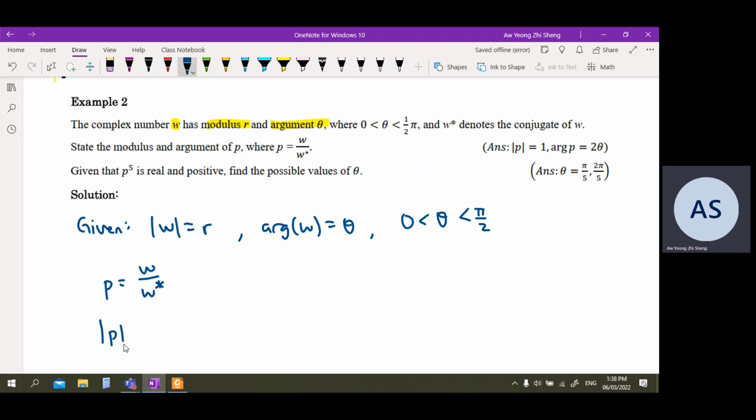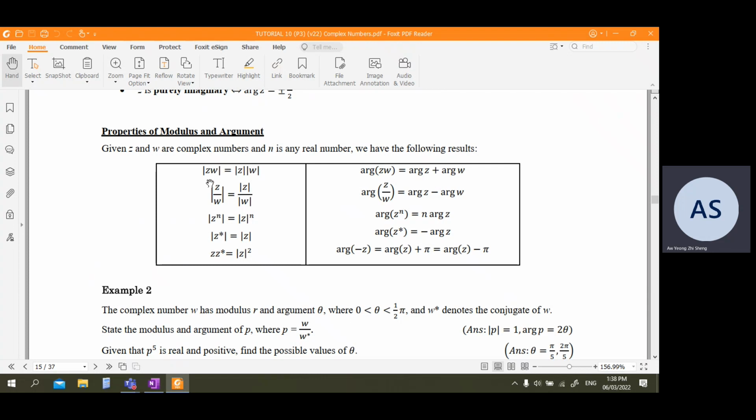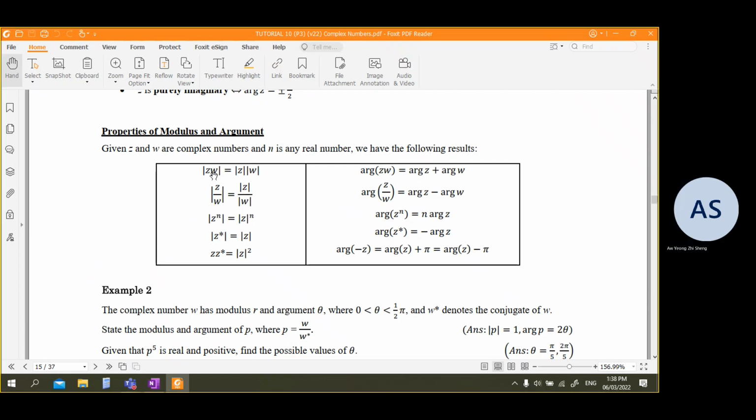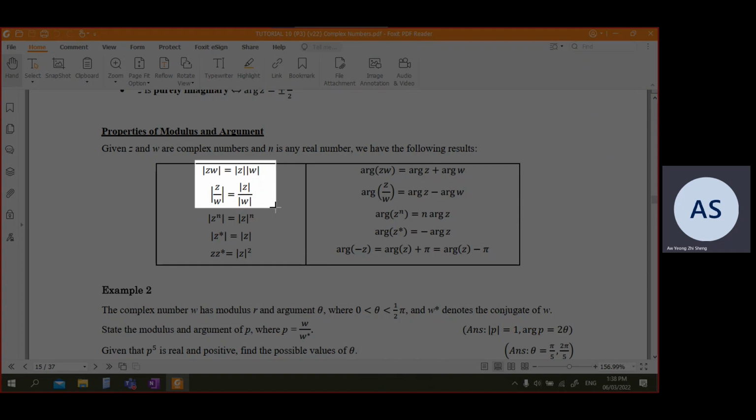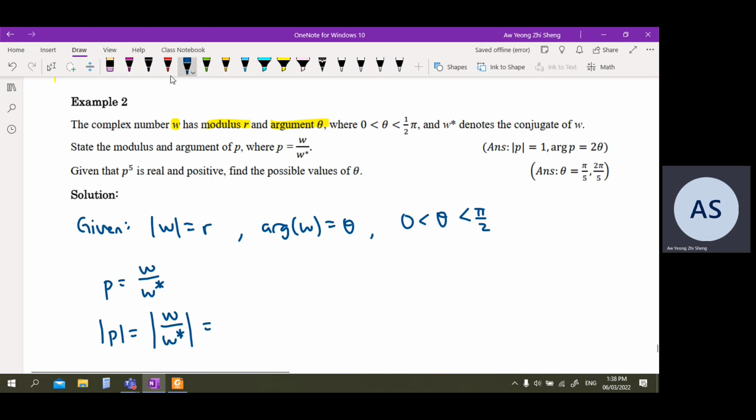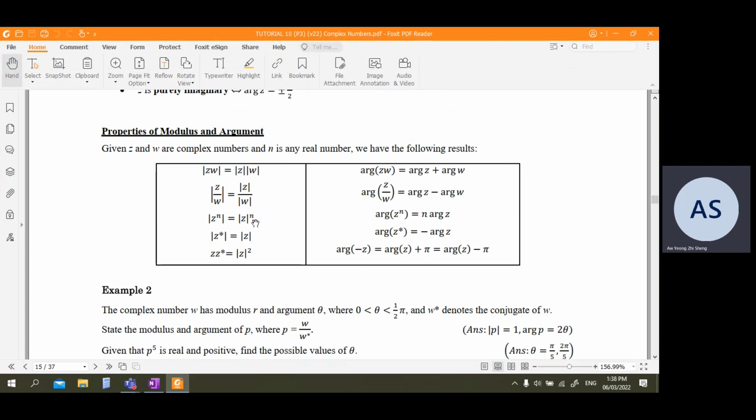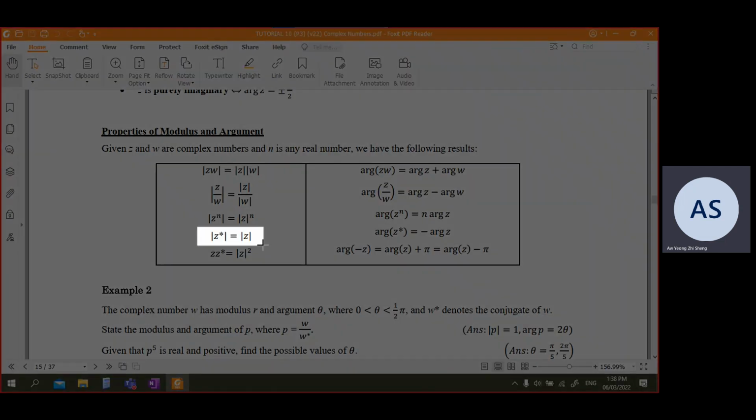So the modulus of p will be the modulus of w over w star. But we know modulus can be distributed over division. That is the second property of the table here. We have these two properties. Remember that modulus can be distributed over multiplication and division. So we can confidently distribute.